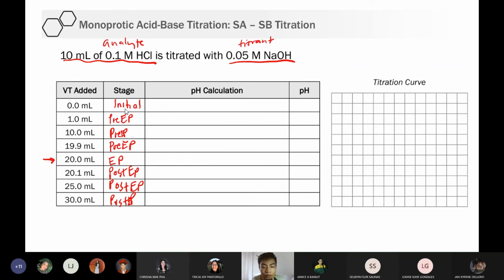So, how do you assign the stages? Alamin mo si VTEP. What is the volume of titrant to reach equivalence point? So, ito, may sagot na tayo sa pH dito. What is the pH at equivalence point for strong acid, strong base? That's automatically 7, because we know H plus equals square root of KW. May 1 point na tayo.